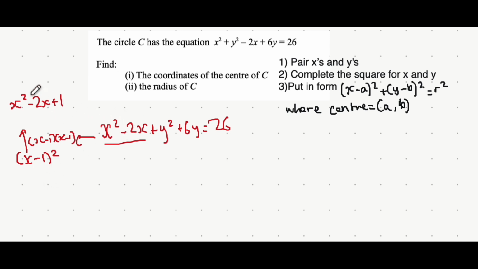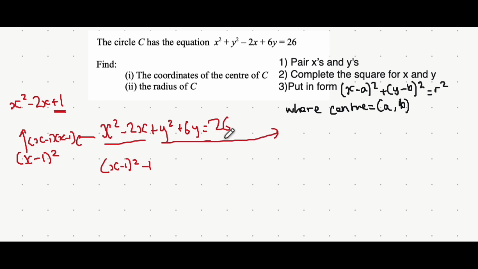Now, what's the difference between this and what we actually want to replace? Well, there's an extra plus 1 that we want to get rid of. So we're going to replace x squared minus 2x with this squared bracket, but also remembering to include the minus 1 because this has an extra plus 1 that we don't want. We're going to do the same now for this y squared. We're going to complete the square on y squared.